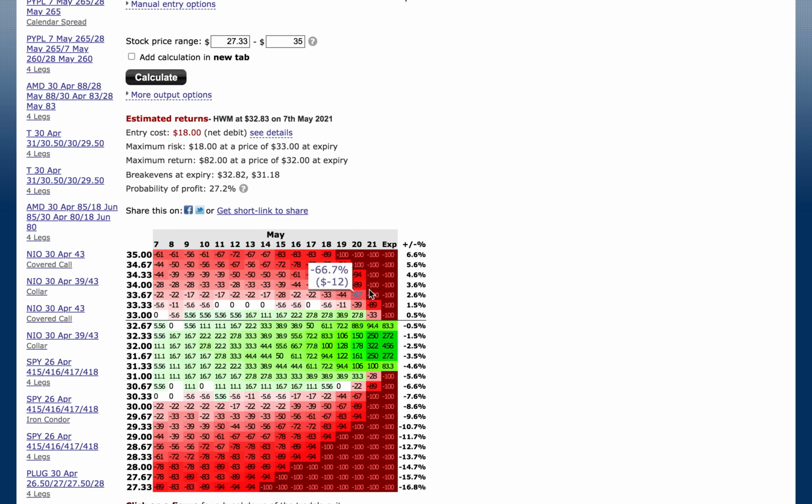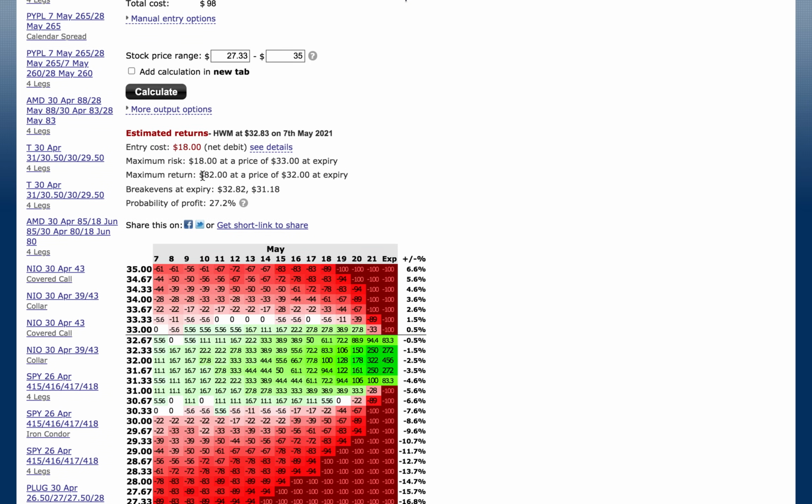So as you can see, this is why we want to find a stock that has low volatility, that trades sideways with neutral movement, because we don't want the stock to go up. We don't want the stock to go down. We want it to kind of trade between this defined range. So as you can see, our max return is $82 at a price of $32 on expiration.